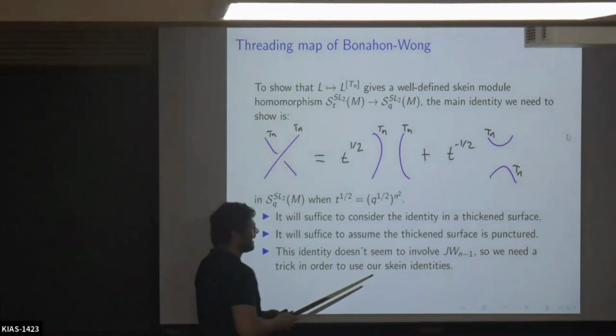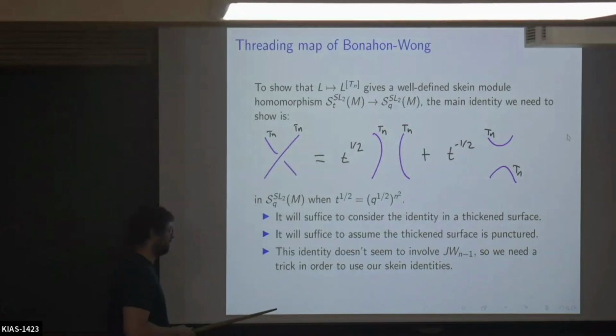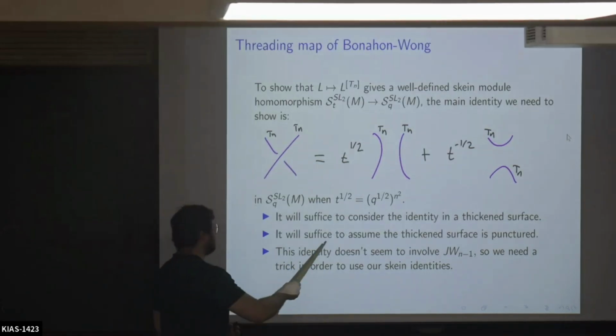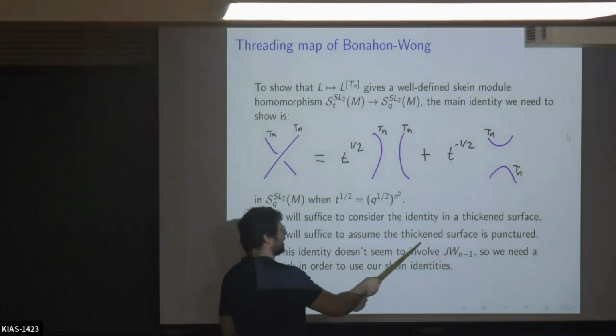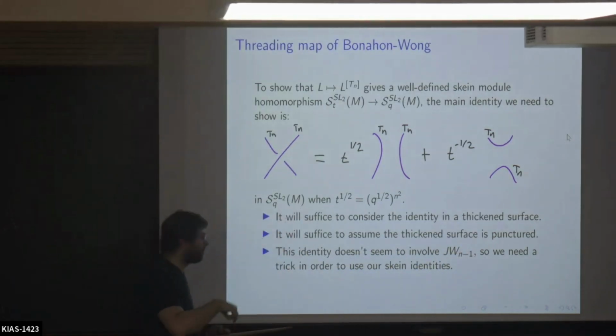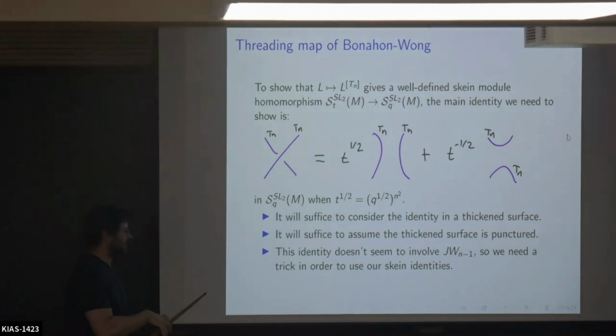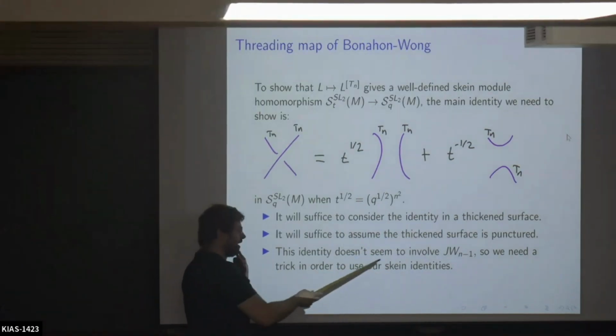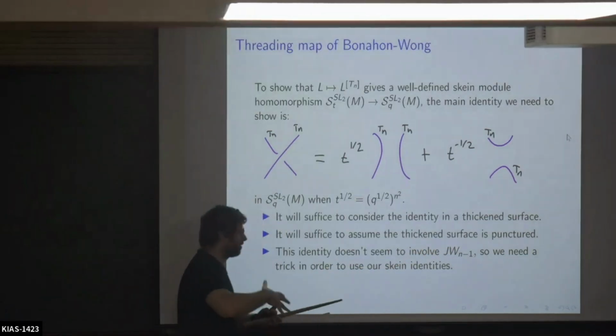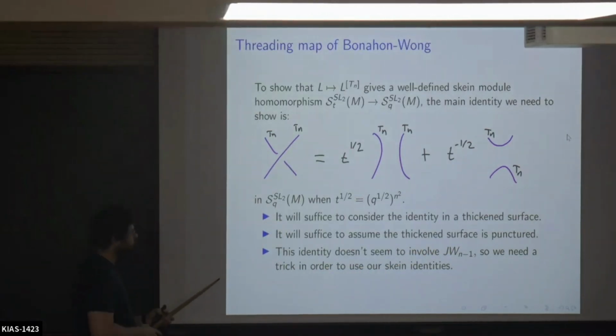Because if we can prove the identity using less space, then we could have proven it using more space. And we can also assume that our thickened surface is punctured, so we can remove a point from our surface, because that just makes the surface smaller. And so for the same reason as the first bullet point, if we can prove it in this smaller space, then it holds in the larger space.